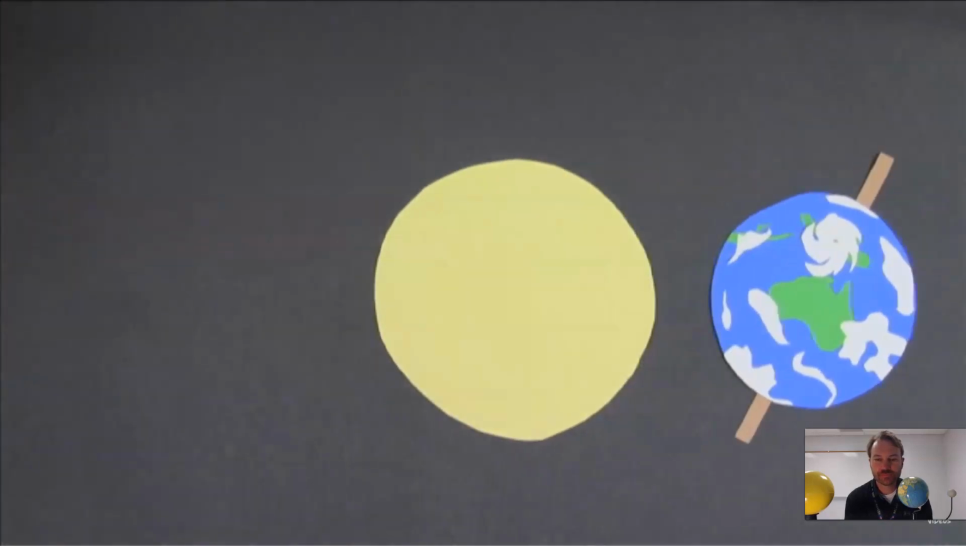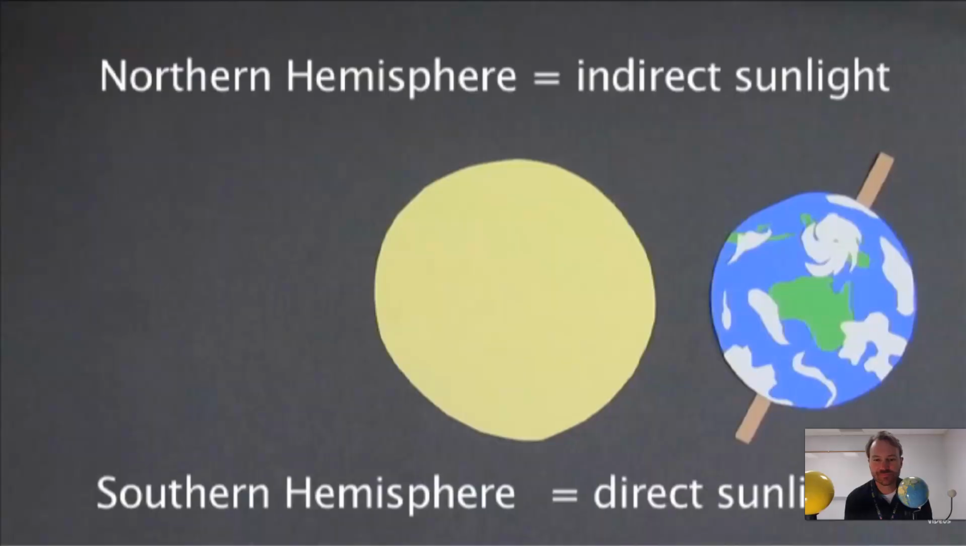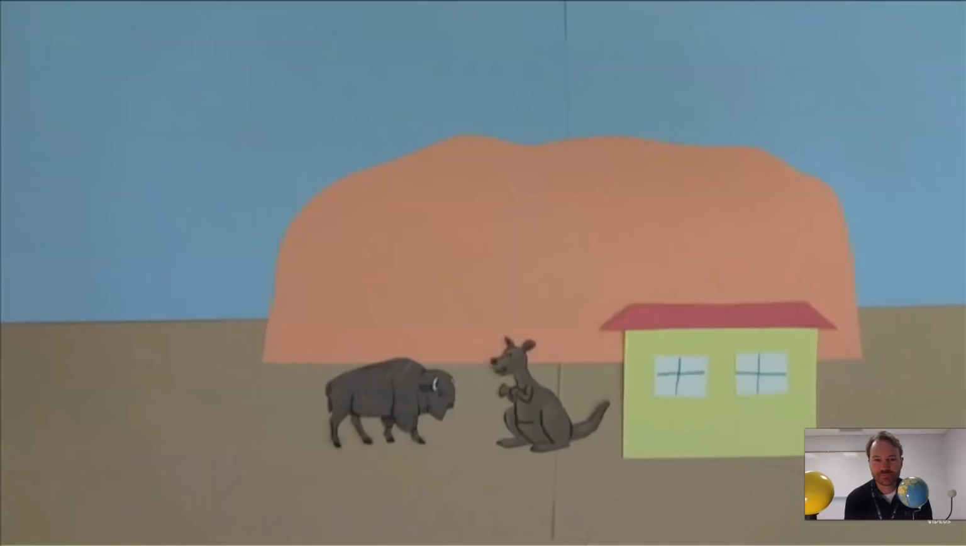On the other side of the Sun, you have the opposite. It's the southern hemisphere receiving direct sunlight, so it's summer there. And the northern hemisphere is receiving indirect sunlight, so they're having winter. And now you know the reason for the seasons.